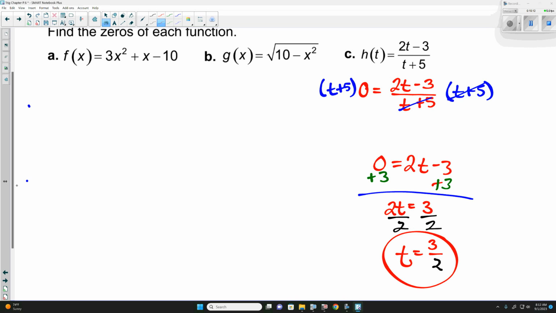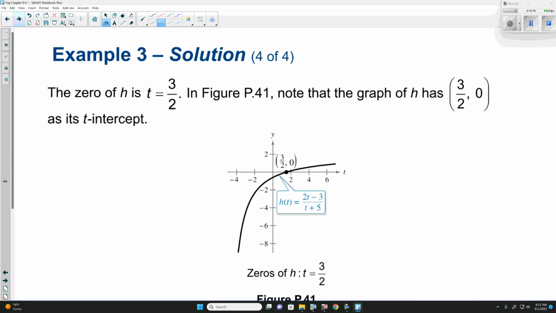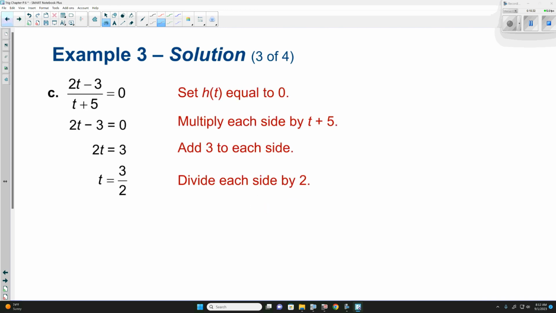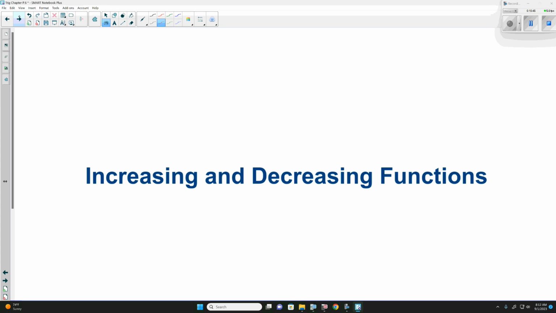I don't think for the most part this is anything new. The only thing with this is that t cannot equal -5, because that would cause the denominator to be 0. That would be a vertical asymptote. The horizontal asymptote would be 2. But that's neither here nor there, because we'll go over that more later.